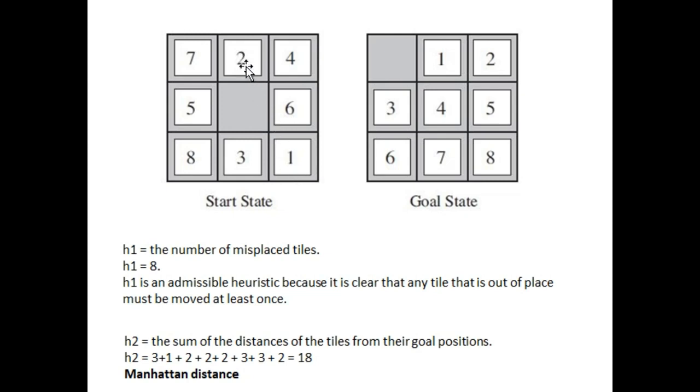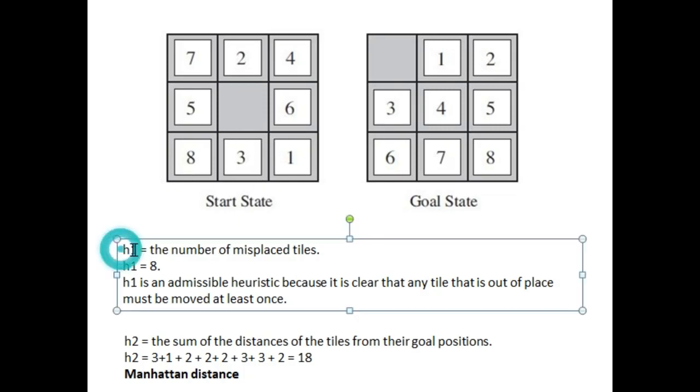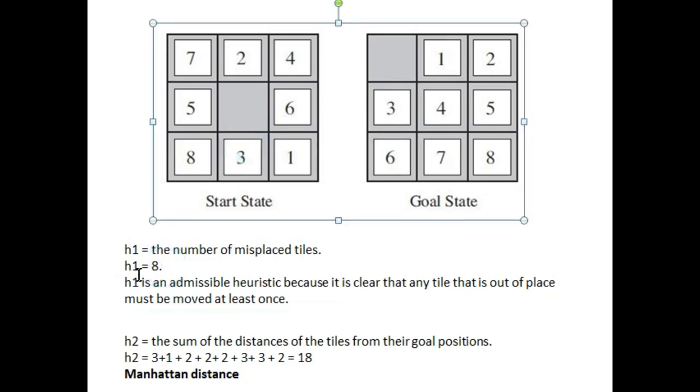In the same way look at 2. In the initial state it is here, but in the goal state it should be at the place where 4 is currently in the initial state. So the tile 2 is also misplaced. In the same way the tile 3 is also misplaced. Just look at the initial state and the goal state location of this tile. In the same way 4 is misplaced, 5 is also misplaced. All eight tiles are misplaced. That's why the heuristic value of this start state by using this method h1 is 8.